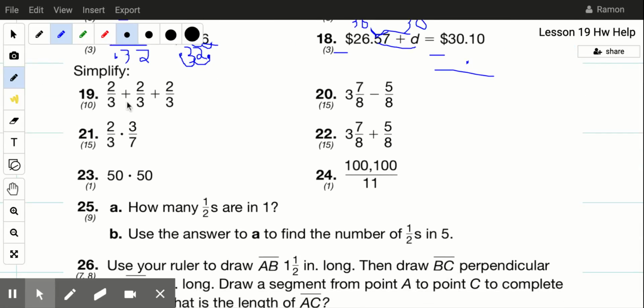19, simplify 2/3 plus 2/3 plus 2/3. When adding and subtracting fractions, we only operate on the numerators. The denominators will stay the same, and then you simplify if you can.